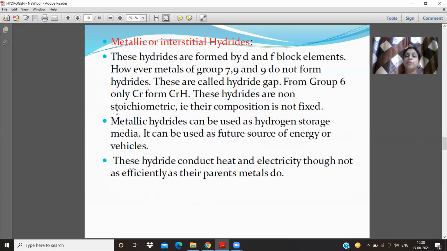the non-stoichiometric, whereas the metallic hydride जो है वो hydrogen storage के लिए भी use किया जाता है, and it is also used as a future source of energy for vehicles we can say. ये hydride जो होते हैं metallic या interstitial hydride, these do not conduct heat or electricity even as effectively as their parent metal do. ठीक है, तो ये हाइड्राइड उतनी अच्छी तरीके से इलेक्ट्रिसिटी को कंडक्ट नहीं कर सकते हैं.